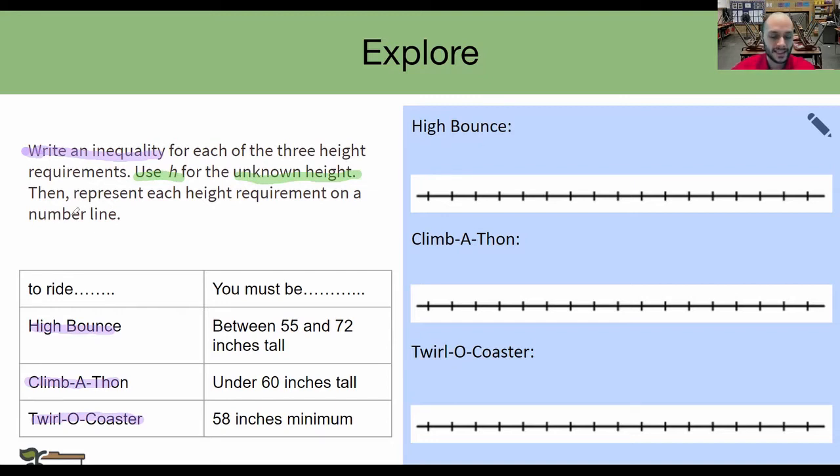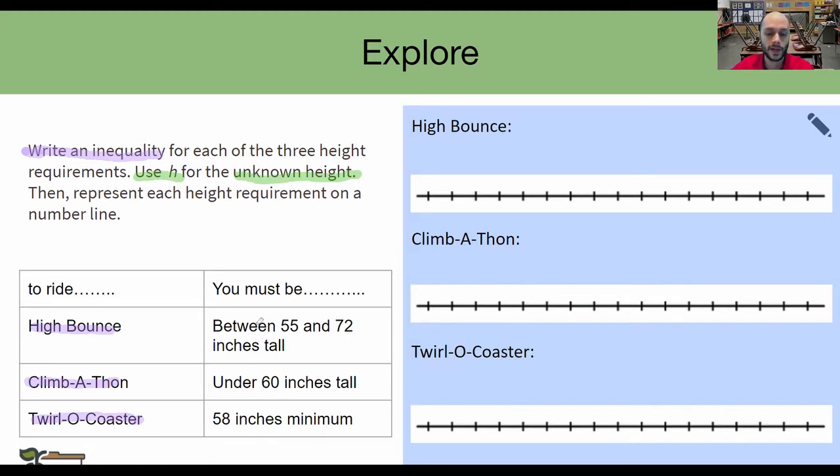Now, it says then represent each height requirement on a number line. You might have noticed we have some number lines right here to the right, and they are blank, so we have to fill those in. For each number line, you will notice it says High Bounce, Climathon, Twirler Coaster. Here we have a number line for High Bounce, which means we need to write an inequality and graph it to the specific requirements of High Bounce. The requirement for High Bounce is you have to be between 55 and 72 inches tall. Please pause the video and let me know, what does that mean to you?